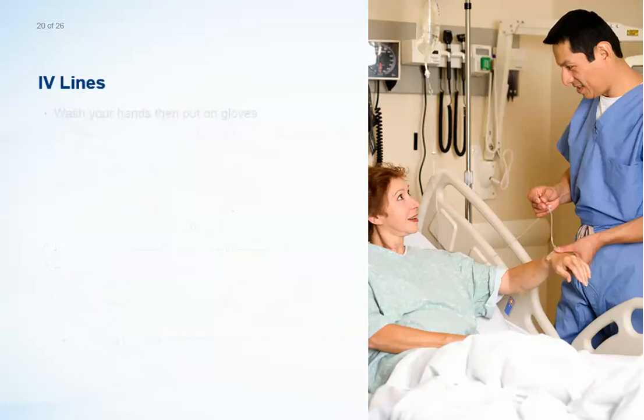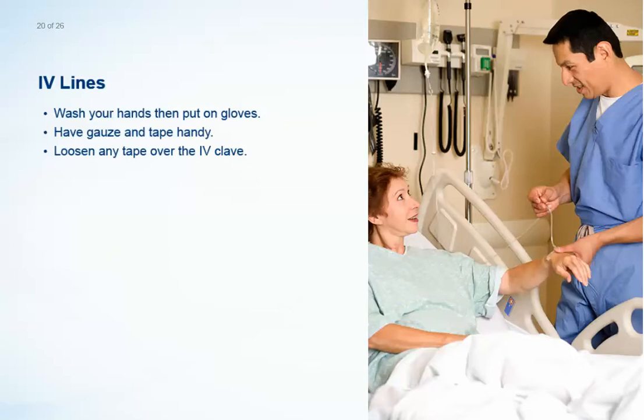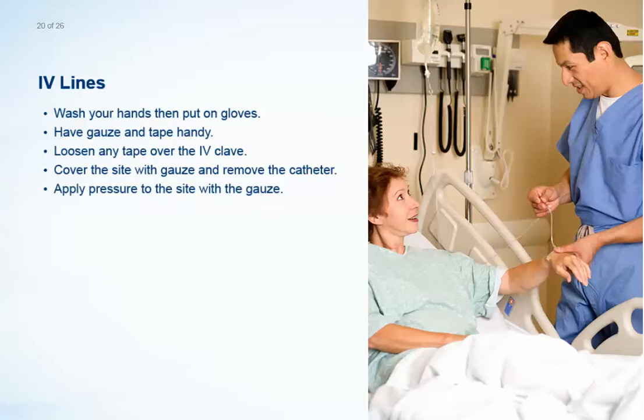First, wash your hands, then put on gloves. Have gauze and tape handy. Loosen any tape over the IV clave, cover the site with gauze, and remove the catheter. Immediately apply pressure to the IV site with the gauze. Don't simply tell the patient to bend his or her arm, as this can lead to a hematoma.